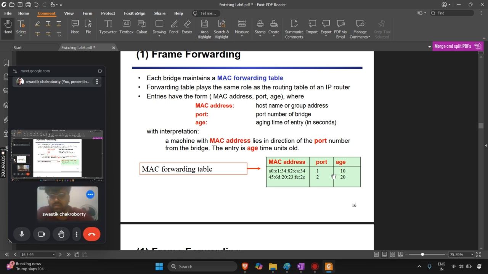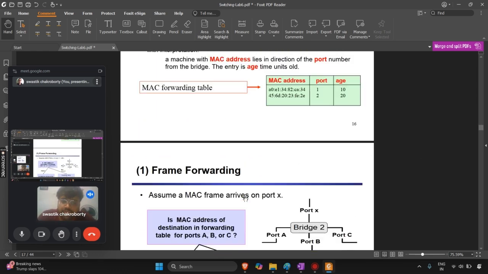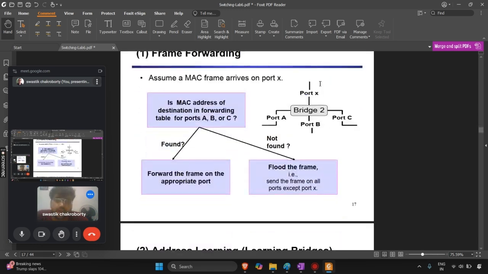Next, frame forwarding. According to the destination MAC address, the bridge port is assigned. If it wants to go to MAC address A, it goes through port A. If it wants to go to MAC address B, it goes through port B. Whenever data appears at bridge 2, according to the destination address, it will be forwarded to port A, port B or port C.